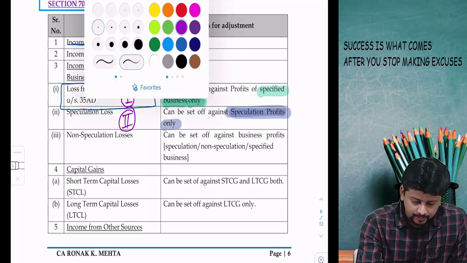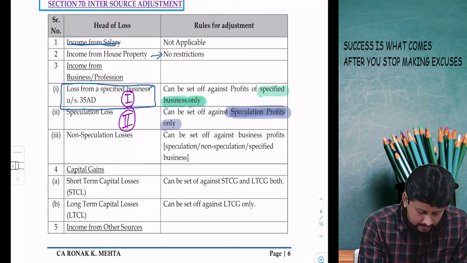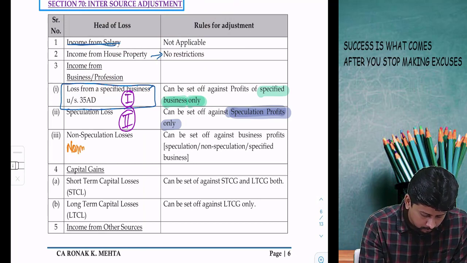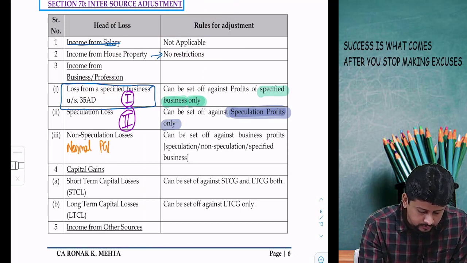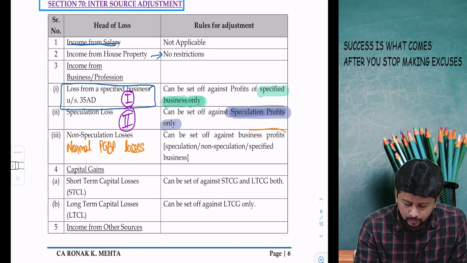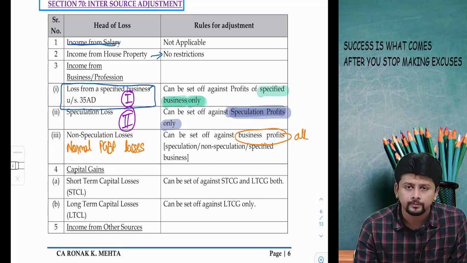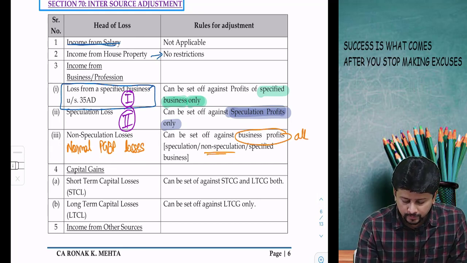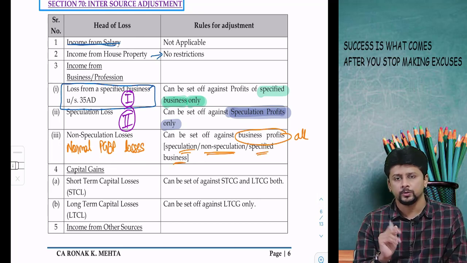Non-speculation loss, this is my normal PGBP loss, normal business profession loss. This can be set off against all business profits, against non-speculation profit, speculation profit, and specified business profit also. Everything is possible. So there is no restriction here.